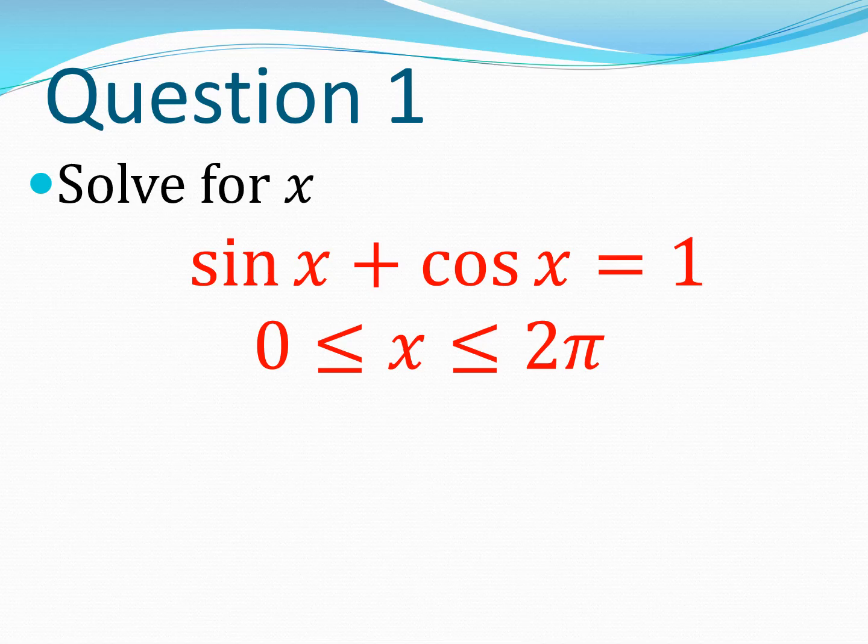So let's start with the first question, and this is essentially you are asked to solve for x. The equation here is sin x plus cos x equals 1. And the solution you need to find is within the range x is 0 to 2 pi. So of course you know that these kind of trigonometric equations are going to have a plethora of solutions, but this bound essentially restricts the number of solutions you need to find. So let's try to solve this problem.